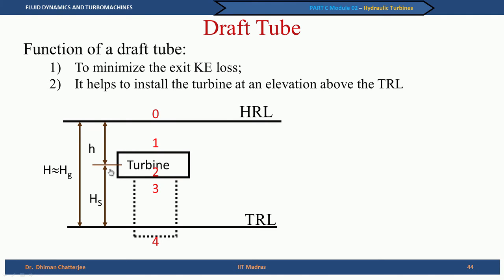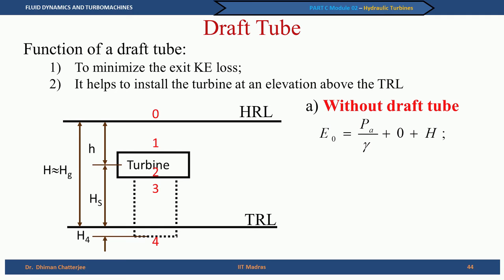So, let us assume right now that the turbine is located at an elevation Hs above the tail race level, which means the height difference between the head race level and the turbine location is given by small h. Of course, that small h is related to H minus Hs. So, we can say that without the draft tube, the energy that is available at the head race level is the atmospheric pressure head plus the elevation, which is given by H. And since we have neglected losses, we can say E0 equal to E1. E2 is P2 by gamma plus C2 square by 2g plus Hs.